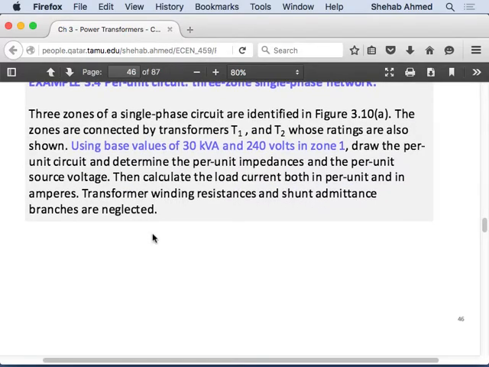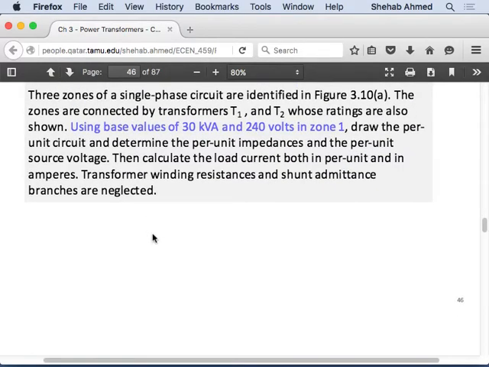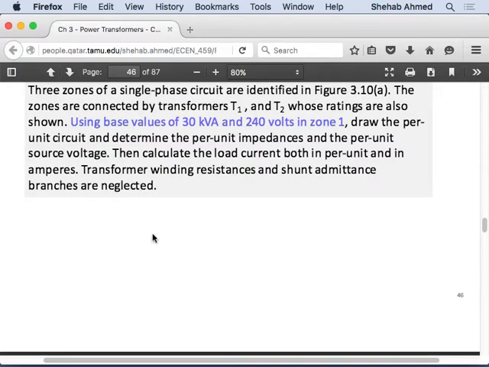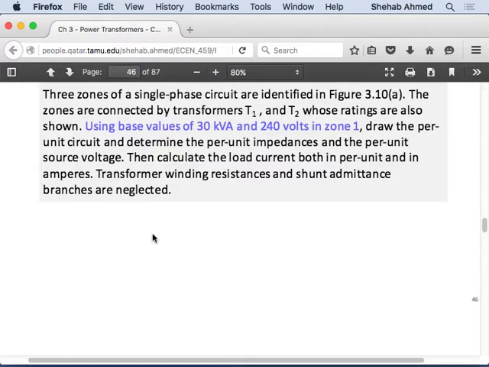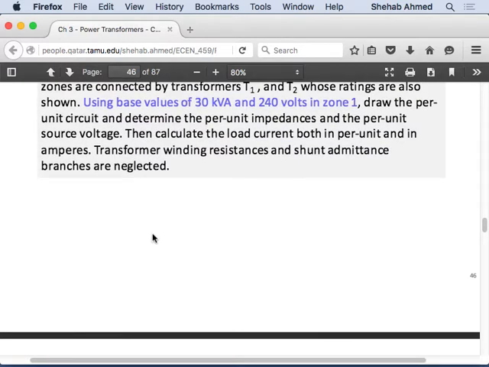We have 3 zones of a single-phase circuit identified in figure 3.10. I'll show you what 3 zones mean. The zones are connected by transformers T1 and T2, whose ratings are shown. Using base values of 30 kVA and 240 volts in zone 1. Here, the choice of base value is a choice; there's nothing wrong with it. Most of the time, to help you solve the problems, we will help you choose the proper base in a certain zone, and then your choice of base in the other zones is up to you.